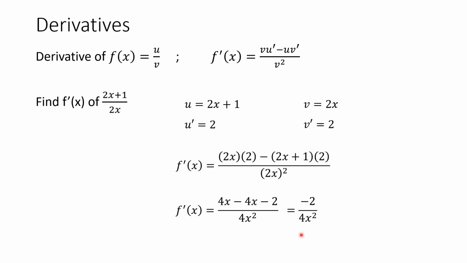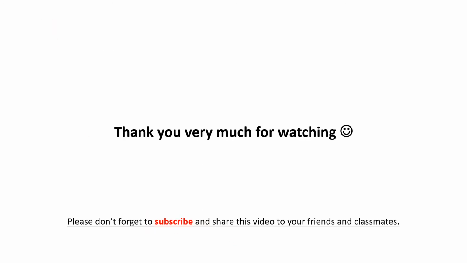So this can still be simplified because we have negative 2 here and 4. They are both divisible by 2. So our final answer for this one, our f prime of x, will be simply negative 1 all over 2x squared. So this is how we get the derivative of a quotient.